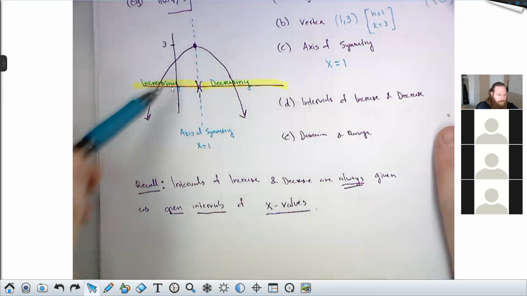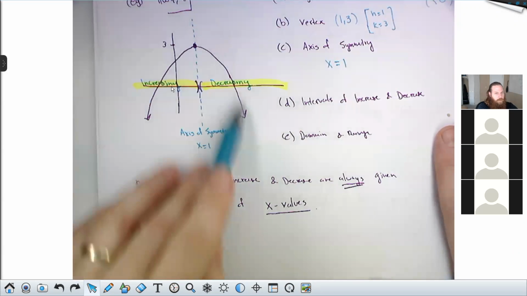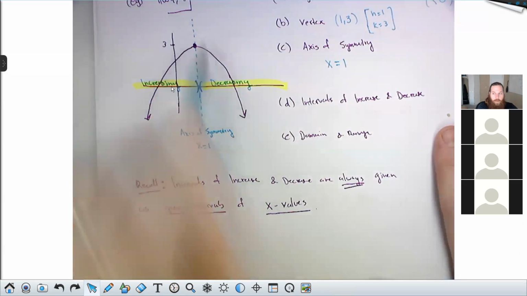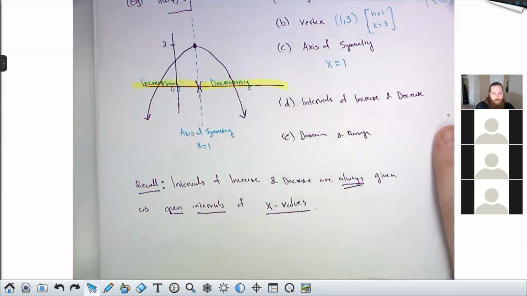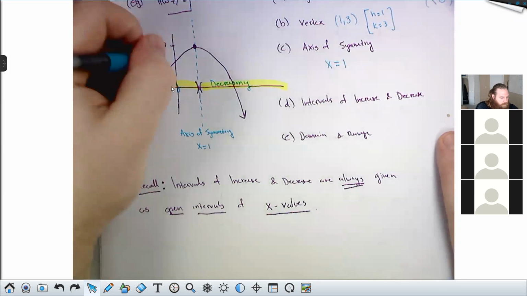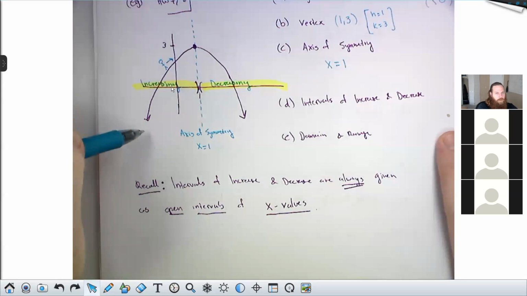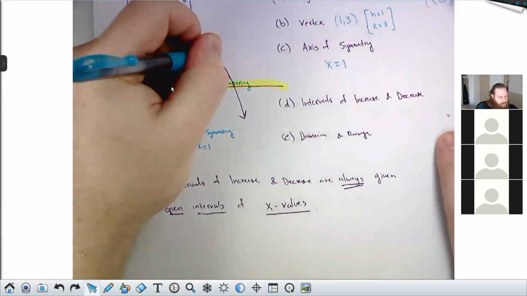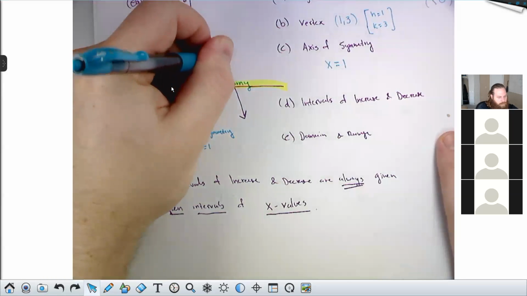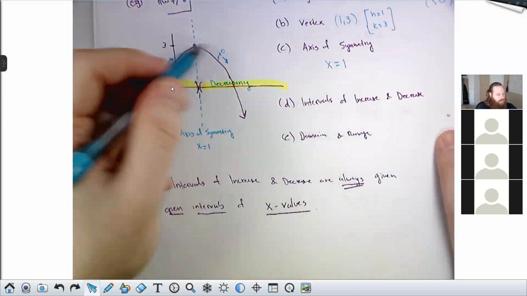I think we would all have no trouble saying this is the part of the graph that is increasing, and this is the part of the graph that is decreasing. But the notation you use to describe it is really important because there's ambiguity if you do it any other way. If I'm walking along the graph from left to right, over here everywhere I'm going uphill, and over here everywhere I would be going downhill. So this is the increasing part, and this is the decreasing part.